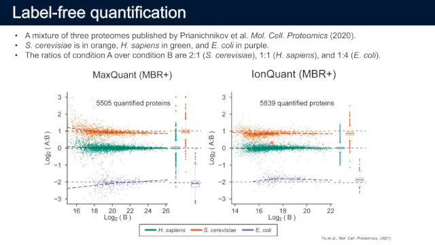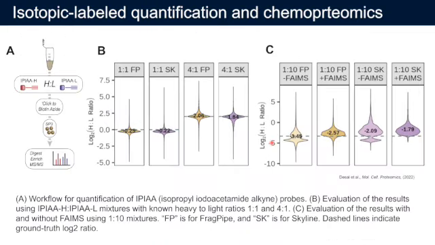Then after talking about the label-free quantification, let me show you another part of IonQuant, which is isotopic labeled quantification. This is a paper published with our collaborators at UCLA. Basically, they use a light and heavy labeled isotopic probe.